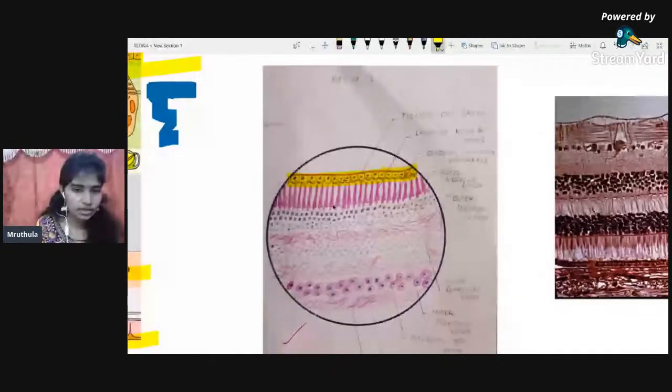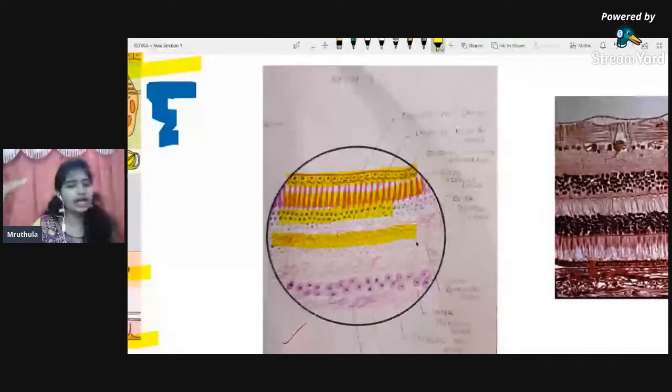Below that we have rods and cones. Then we have the external limiting membrane in between the rods and cones and the outer nuclear layer. Then we have this plexiform layer. The nucleus is marked in hematoxylin, so it's more of those hematoxylin dots. The plexus usually stains eosinophilic, so this is that zone, the outer plexiform. Then similarly the inner nuclear, and then the inner plexiform, and within that we have the ganglion cell layer, and below that we have the nerve fibers. This is the zone of nerve fibers, and below that the lining is called the inner limiting membrane.